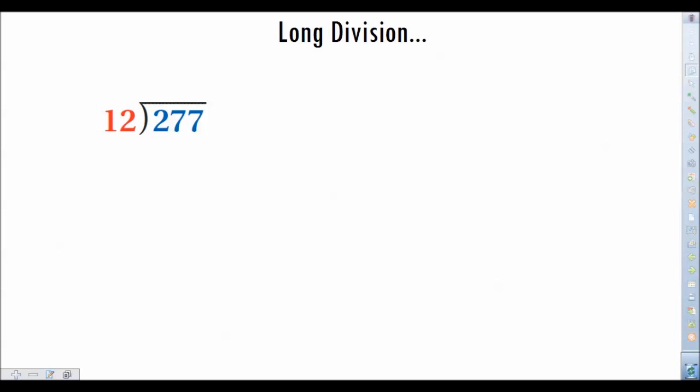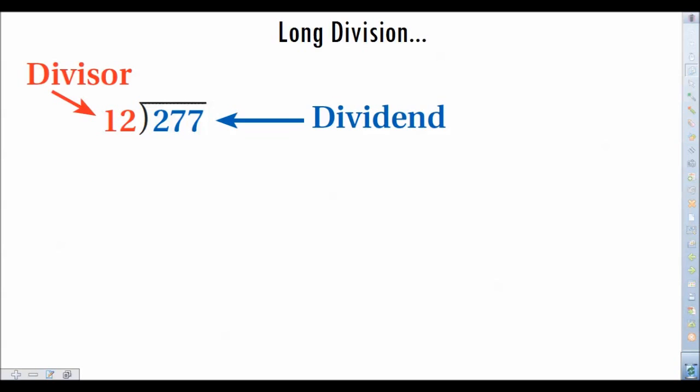In order to understand the proper mechanics of long division with polynomials, let's do some long division with just some real numbers like 12 and 277. So just to get some of the terminology out of the way here, remember that 12 was the divisor, and that number that goes underneath that symbol there, we always called that 277 the dividend. So how did we actually do long division? Let's review that really quick.